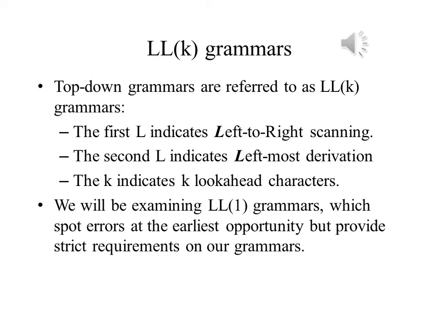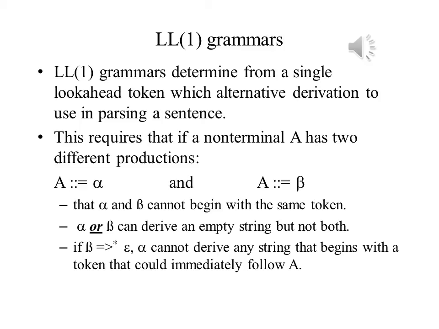When we talk about top-down parsing, we say that the grammar is LL(k). The first L refers to the scanning being left to right. The second L refers to our assembling a left-derived tree, and the k refers to k look-ahead characters. We will concentrate on LL(1) grammars because we should not need more than one look-ahead character, but this places some serious restrictions on what our grammars can contain.